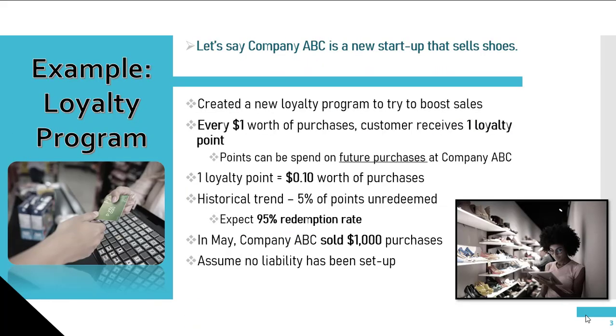Now let's review the example used in the IFRS video. Company ABC is a new startup company that sells shoes. They've created a new loyalty program in an attempt to boost sales. For every $1 worth of shoe purchases, the customer receives 1 loyalty point. These points can be spent on future purchases at company ABC, and each loyalty point is worth 10 cents of ABC purchases. A historical trend of similar companies in the industry have indicated that company ABC can expect 95% of these loyalty points to be redeemed. As of May, the company has sold $1,000 worth of purchases, and no liability has been set up thus far.